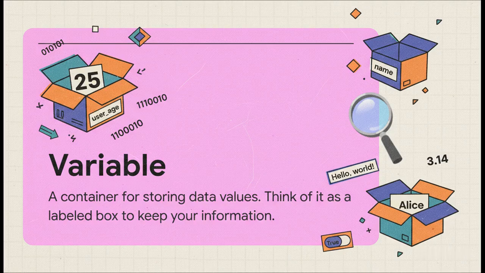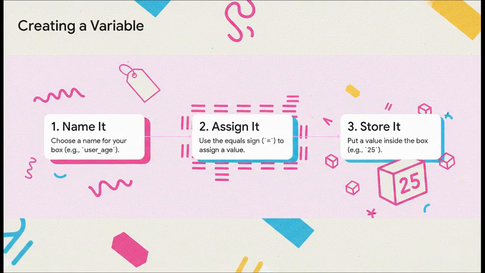So instead of trying to remember some random number like 25, your brain just has to remember the label on the box, something like, say, user_age. Okay, so how do you actually make one of these boxes in Python? It's just 3 super easy steps. Step 1, you pick a name. That's the label for your box. We're using user_age here. Step 2, you use the equal sign. Now, in programming, this just means assign this value to. And step 3, you give it the value you want to put inside the box. And boom, just like that, you've made a variable.